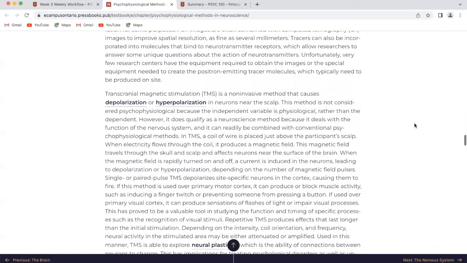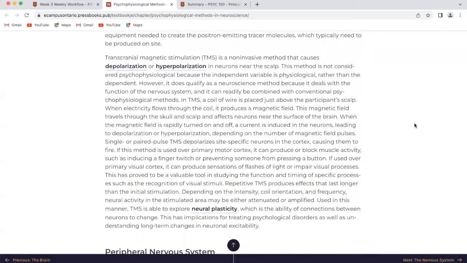Transcranial magnetic stimulation is a non-invasive method that causes depolarization or hyperpolarization in neurons near the scalp. This method is not considered psychophysiological because the independent variable is physiological rather than the dependent. However, it does qualify as a neuroscience method because it deals with the function of the nervous system, and it could readily be combined with conventional psychophysiological methods.